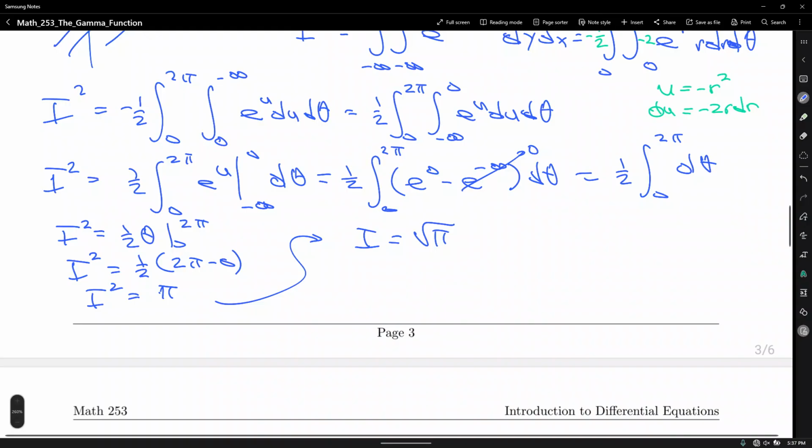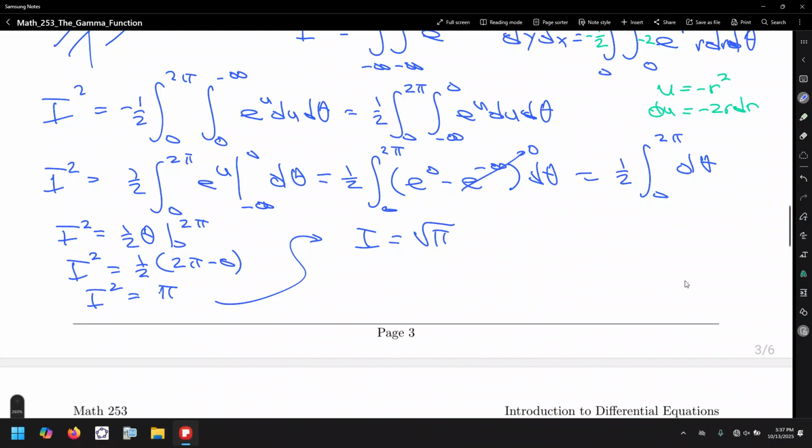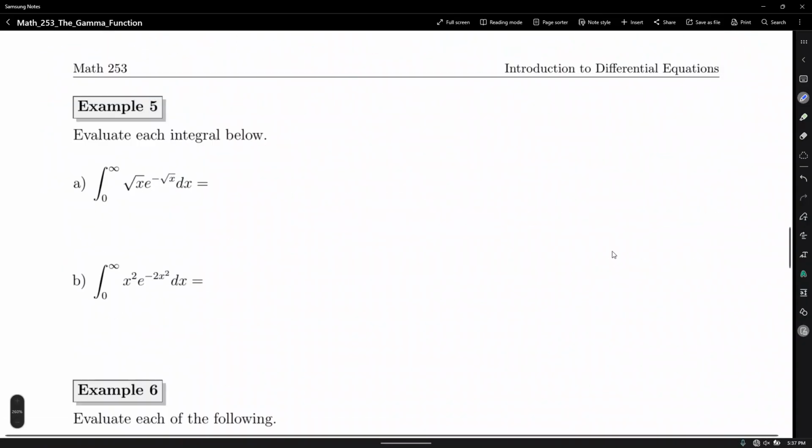Of course. Now let's use this definition, that gamma of 1/2 equals the square root of pi. Okay, so now let's evaluate these other integrals right here. Two more integrals. All right. So the integral of the square root of x e to the negative square root of x.